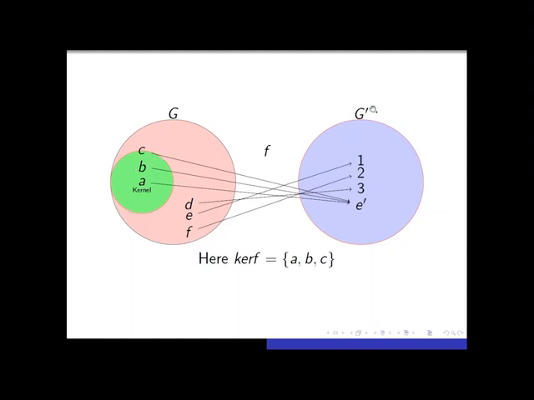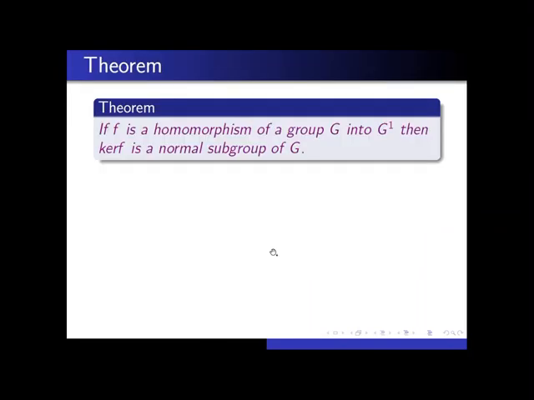What is e dash here? The identity element in G dash. Now the kernel f can be written as a, b, c, the set of all elements x belongs to G, such that, what is the condition here? If you take f of c, e dash, f of b, e dash, f of a is also e dash, f of x is equal to e dash. So this is the definition of kernel f.